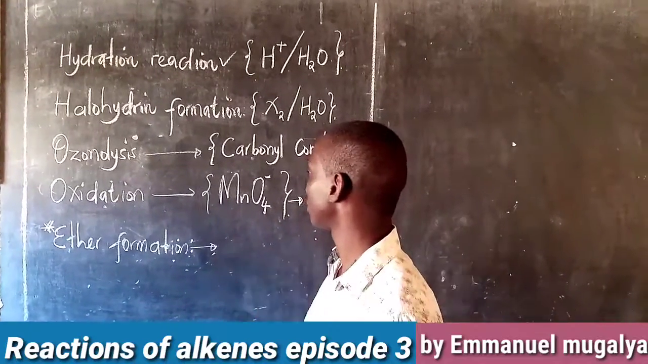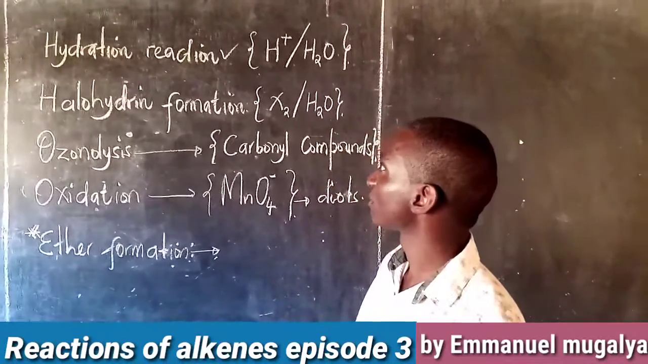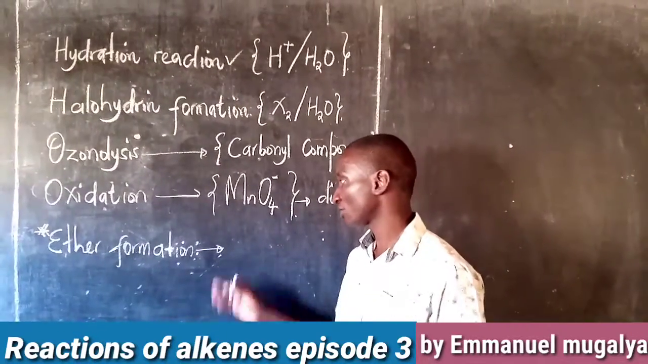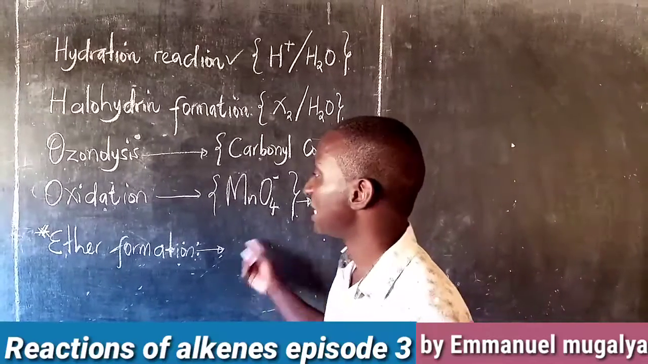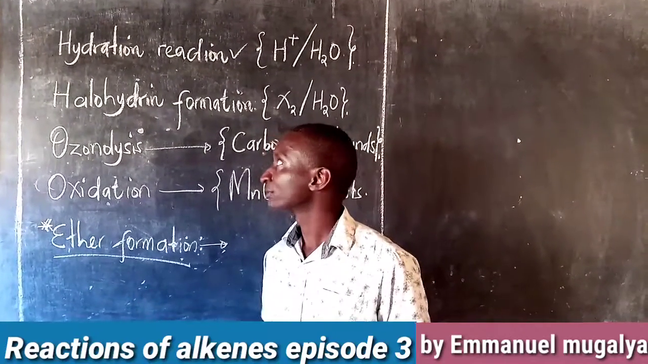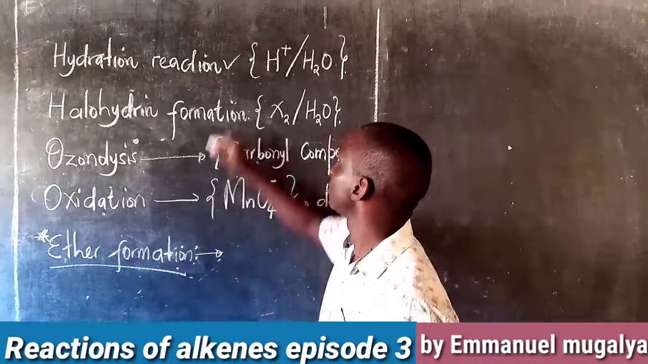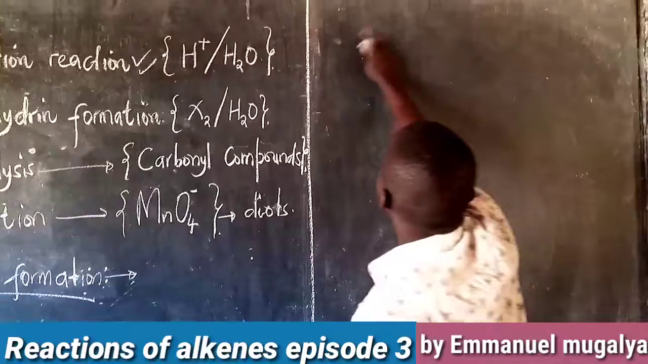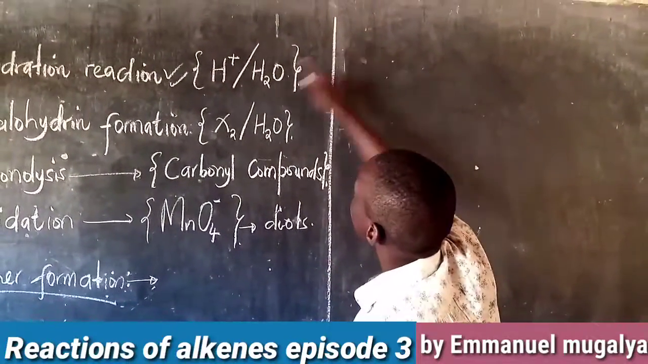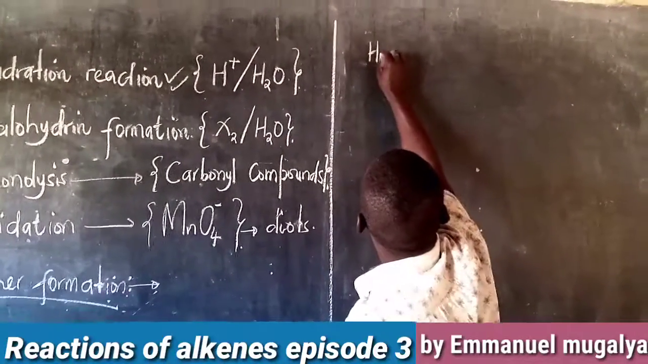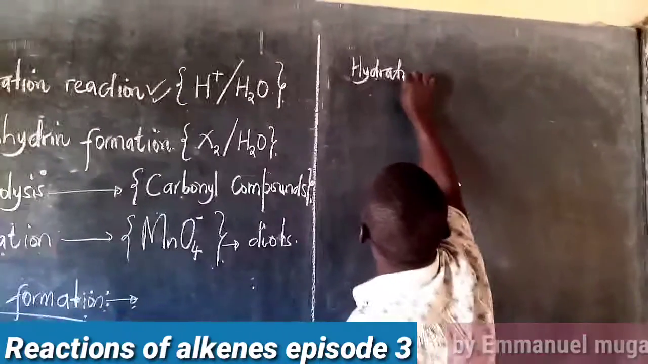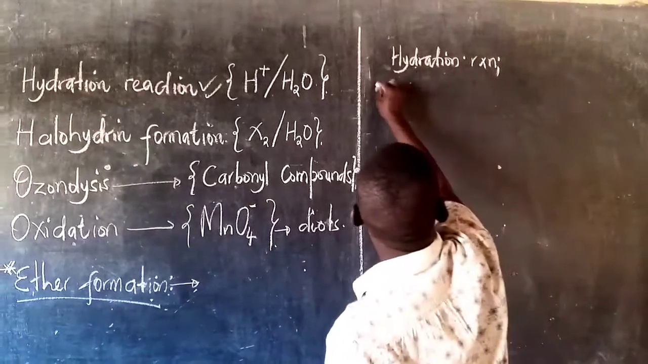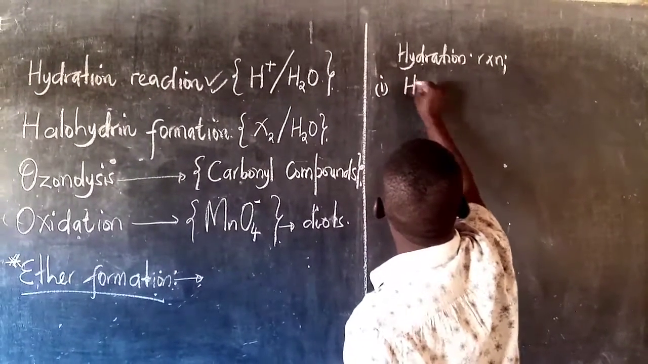Then, ether formation: we shall bring the concept of reaction of the alkene with an alcohol in the presence of an acid. And this one will give us ethers, just from the name itself, as we shall see. So let us start with the hydration reaction of the alkenes. We bring the first example, that is for the first part. We are talking about the hydration reaction. So we bring example 1. Let's bring a simpler example.